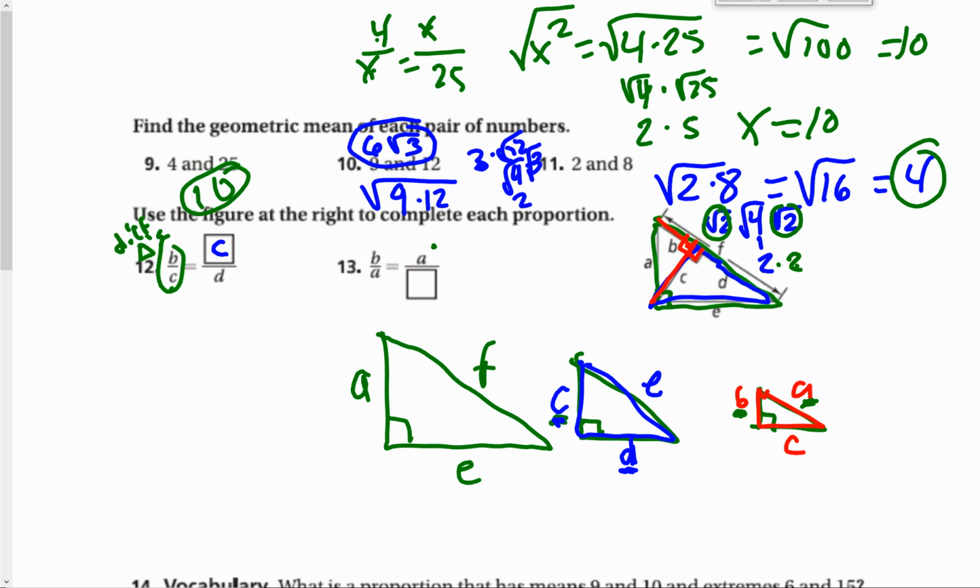Because my first fraction was from the red triangle, and A is only with this small triangle. So I have to stay on this same triangle. So that is just going to be back to B. Basically what this is saying is if I take this fraction, I can just flip it, and it's the same as A over B. So B over A is the same as A over B, because you can just flip the fractions. Okay? All right, so that's it for that one.